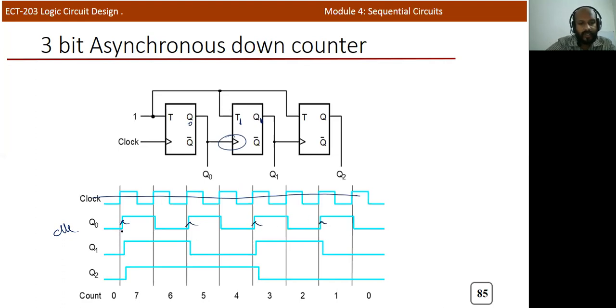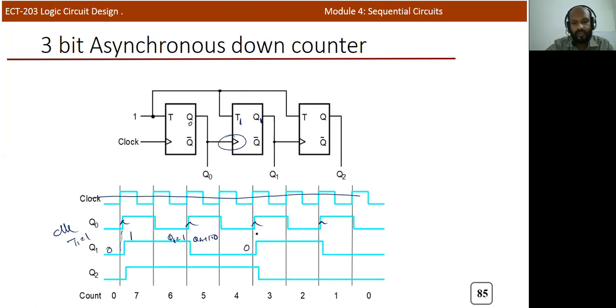Now you can see that during this particular instant, initially Q1 is 0 and the T1 input is 1. T1 is connected to 1, so it's in complement mode, so 0 will change to 1. Next, again at this particular instant, Qn is 1, so Qn plus 1 becomes 0. It will continue like that. Again, next positive edge triggered.